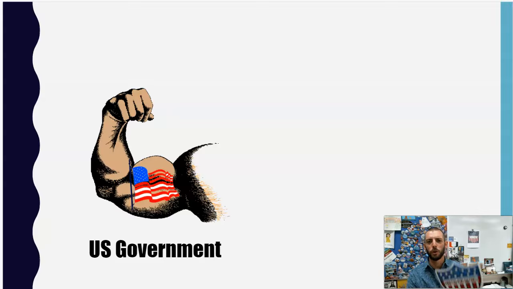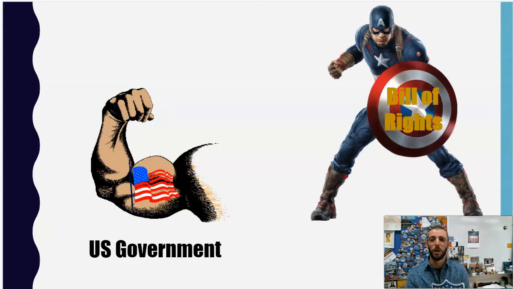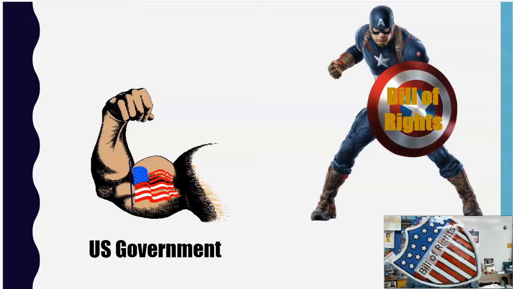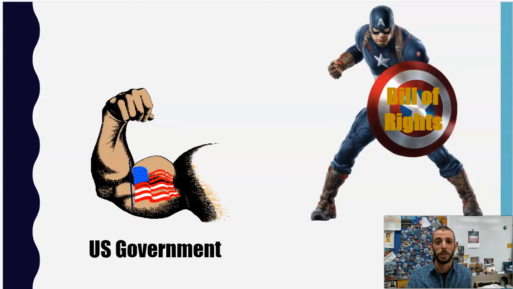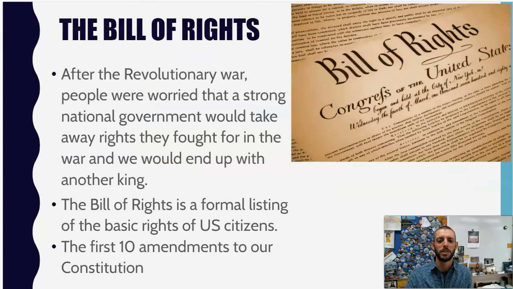So it was necessary to create a shield to protect us from all of that power from the government. We call this the Bill of Rights. And the Bill of Rights is a listing of rights that we, the citizens, have to shield us from our government. All right? So the Bill of Rights begins with what are known as the first 10 amendments.